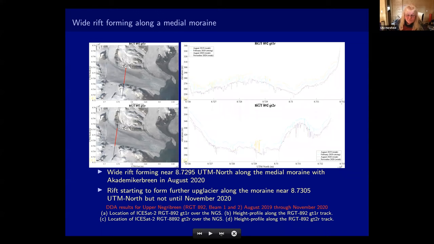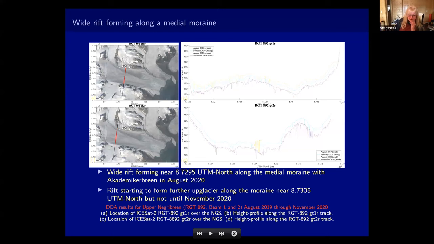The next thing we noticed is there is a wide rift forming along the medial moraine with Academica Breen here. And here's the medial moraine. Looking at these data here, you see this rift develop as an area where you have two different dynamic provinces. And this is something we actually observed for Bering Glacier as well.